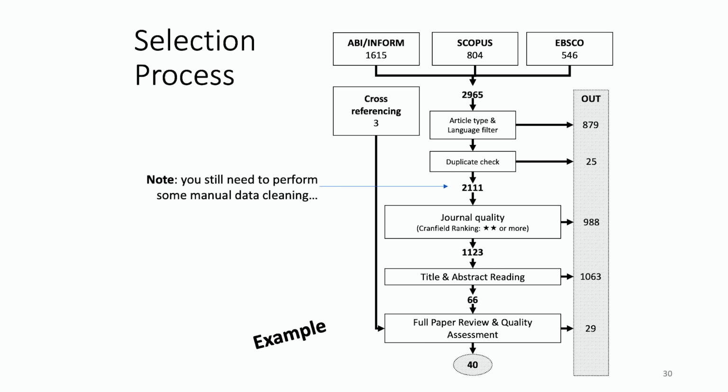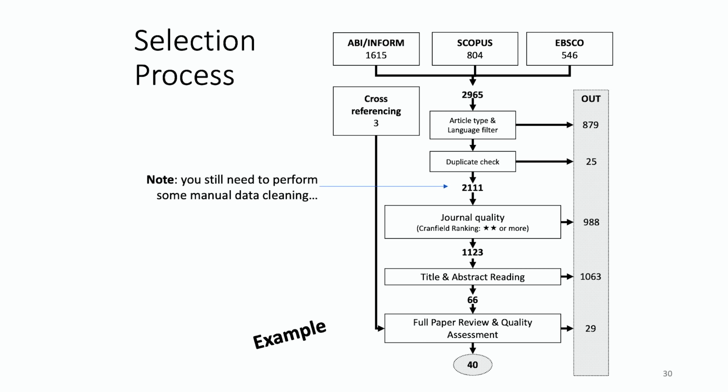And here I searched in IBI Inform, Scopus, and EBSCO, and each one gave me a relatively large number. When I combined them and filtered by article type, I only selected, for example, journal papers that have been peer-reviewed. I excluded conference papers. I filtered only for English language articles because I will probably struggle to read anything except English. I automatically removed 879 papers. So I was starting with nearly 3,000, and I got rid of nearly 1,000 just at that stage.